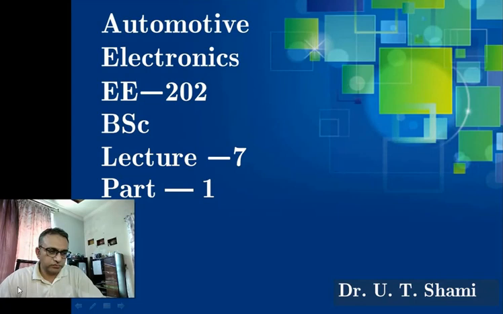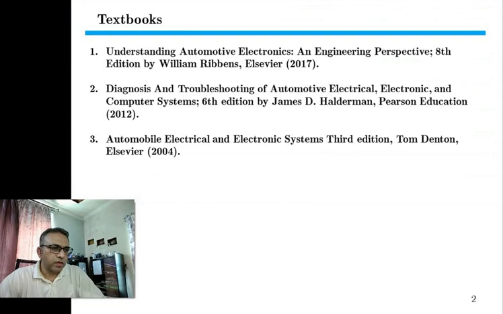So in our class previously, our textbooks are as shown. We have in total three textbooks. First textbook is Understanding Automotive Electronics: An Engineering Perspective, 8th edition by William Ribbens. Second textbook is Diagnosis and Troubleshooting of Automotive Electrical, Electronic and Computer Systems, 6th edition by James Halderman, Pearson Education, 2012. And our third textbook is Automobile Electrical and Electronic Systems, 3rd edition by Tom Denton, Elsevier, 2004 edition.